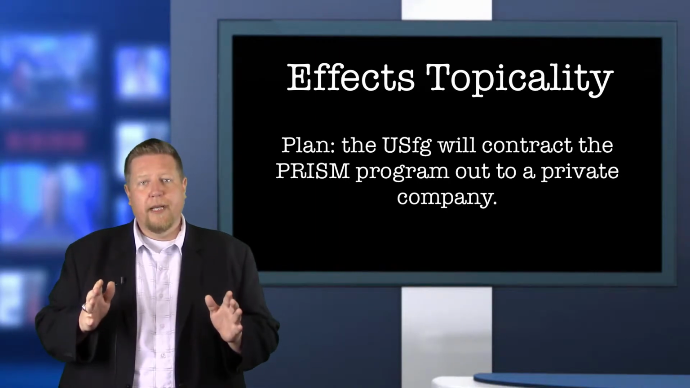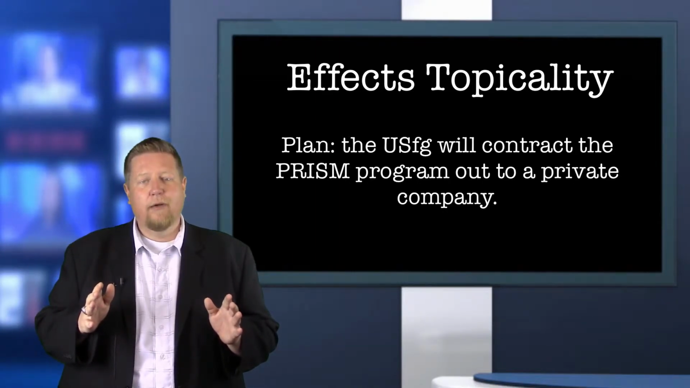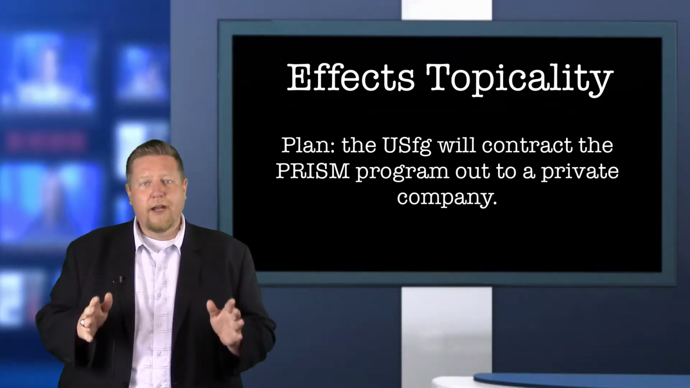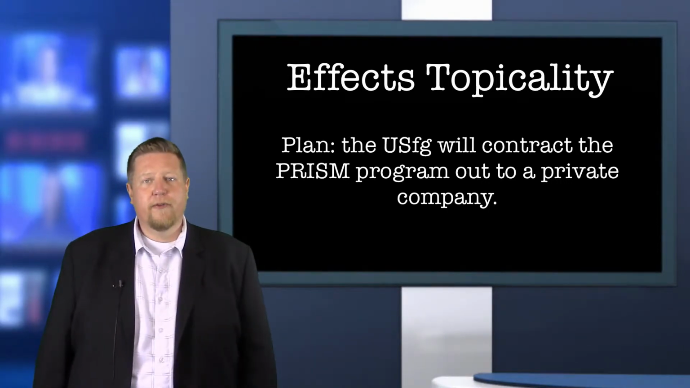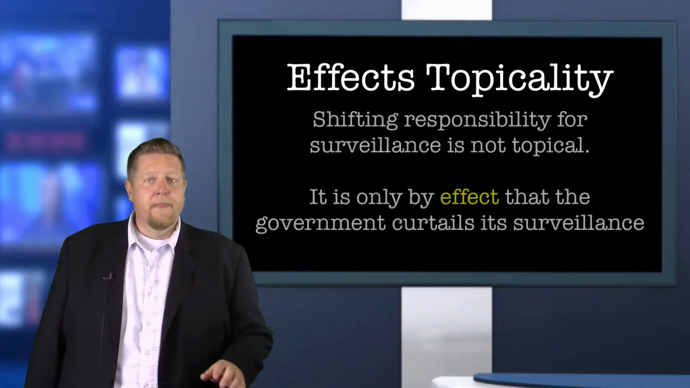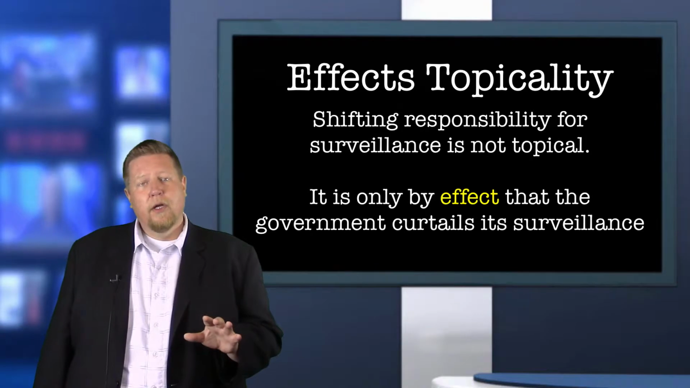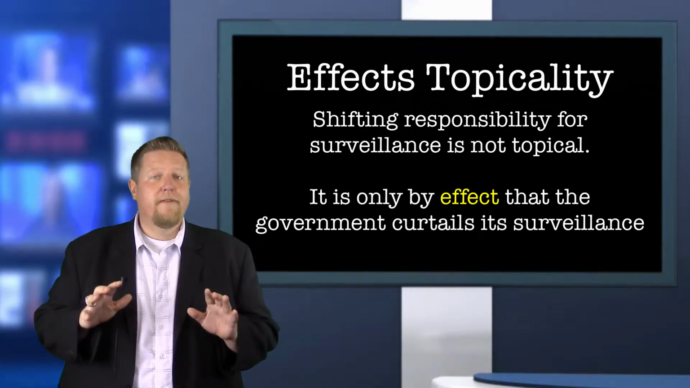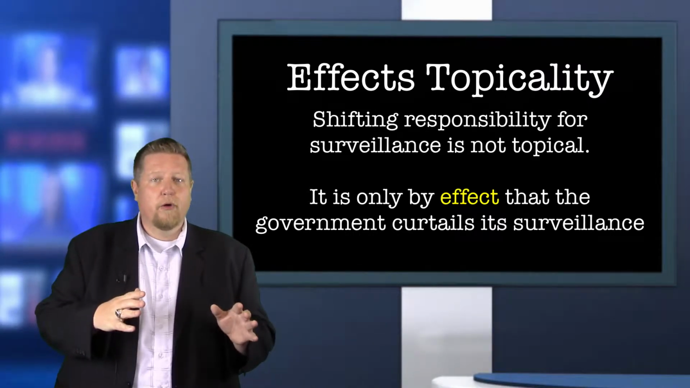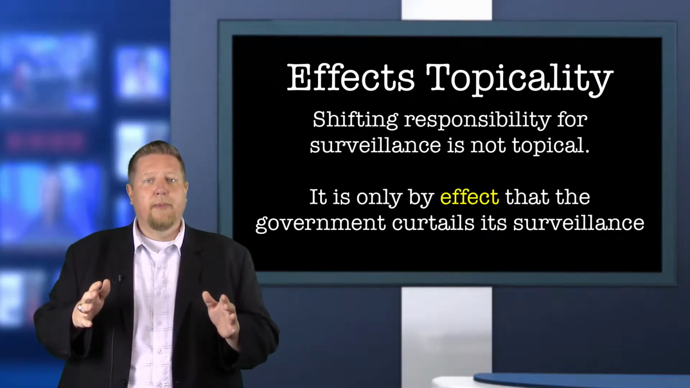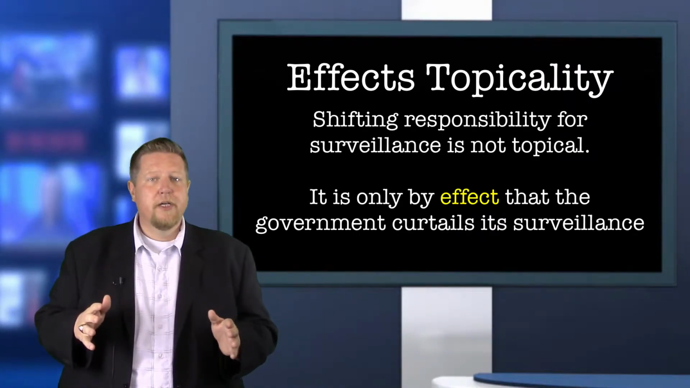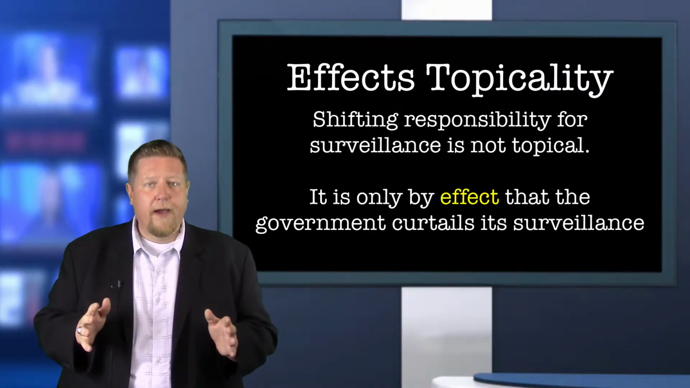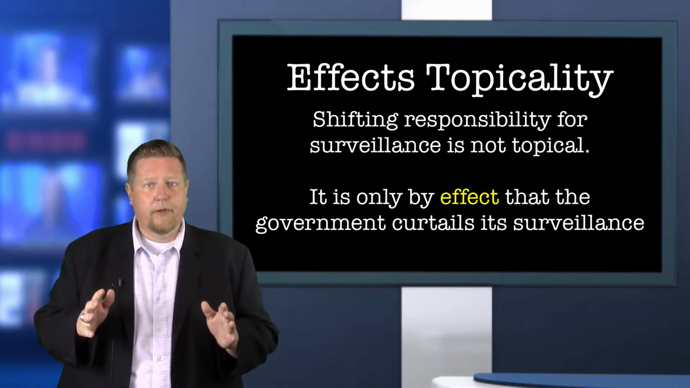Now, let's look at the plan text closely and ask yourself whether enacting that plan would result immediately or eventually in substantially reducing the surveillance by the federal government. In other words, is the plan itself topical, or does an effect of the plan make it topical? In this example, it is an effect of the plan. The government sells the PRISM program to the private company, but the plan itself does not reduce surveillance. Thus, it is topical only by effect, and that's what makes it effects topical.